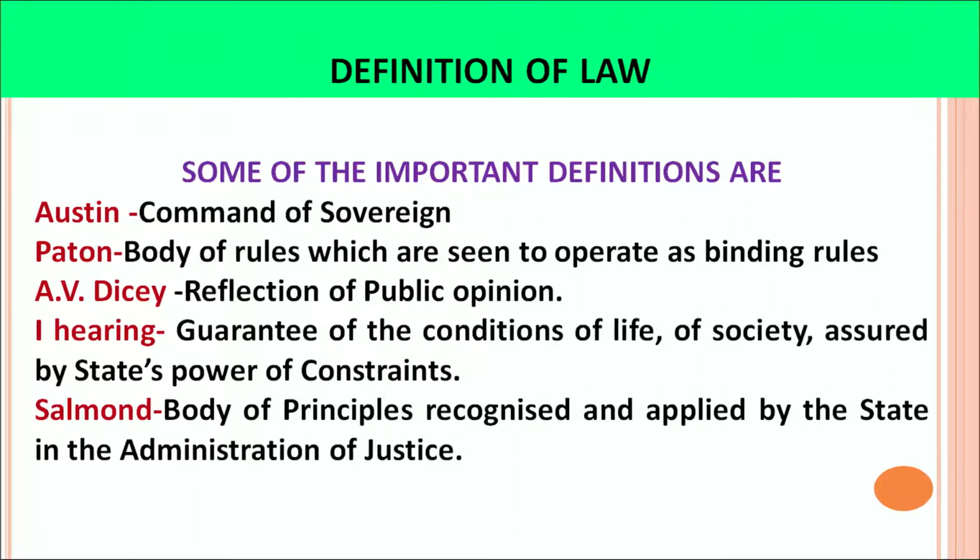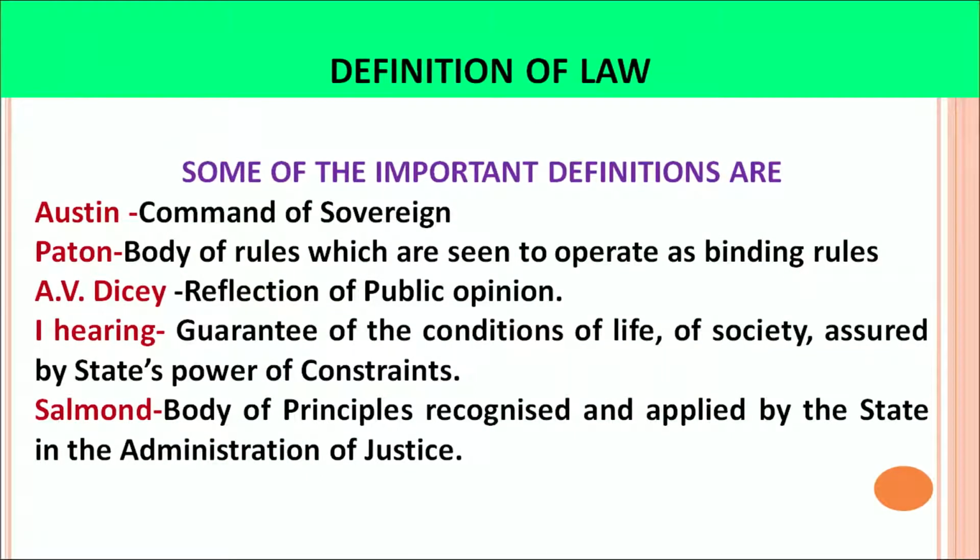And the second definition, which is given by the renowned jurist Patton, says that law is a body of rules which are seen to operate as binding rules. Again, Dicey is of the opinion that it is the reflection of public opinion, that is, people make opinion, they consider certain rules and regulations to be acceptable, and then these accepted principles are crystallized in the form of law. The next definition by Hearing says that it is a guarantee of the condition of life of society assured by the state's power of constraint. Salmond is of the view that law is a body of principles which is recognized and applied by the state in the administration of justice.